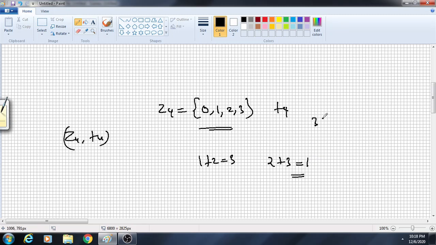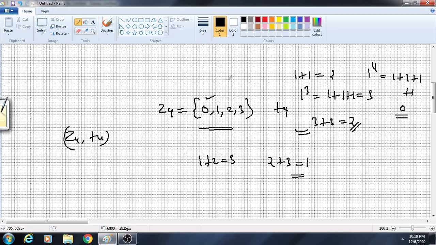Similarly, 3 plus 3 in this group: 3 plus 3 is 6, so when you divide by 4, you will get the remainder 2. So this is how the operation is defined here. Here 0 is the identity. Now this is also a cyclic group, because you can see that if you take 1 plus 1, I will get 2. If I take 1 cubed, that is 1 plus 1 plus 1, that is 3. If I take 1 raised to 4, that is 1 plus 1 plus 1 plus 1, which is 4. When divided by 4, you will get the remainder 0.